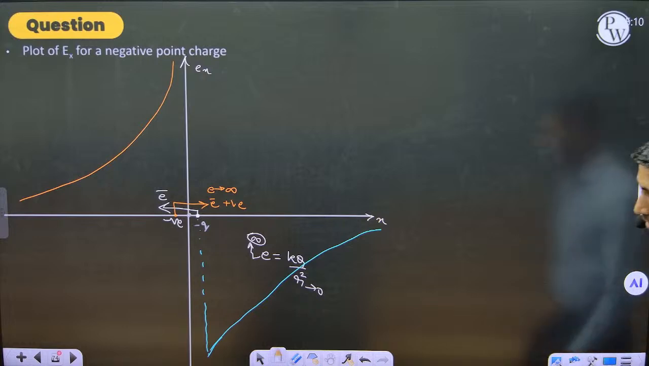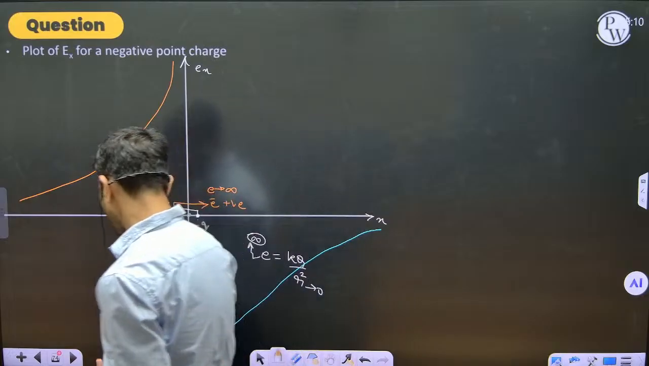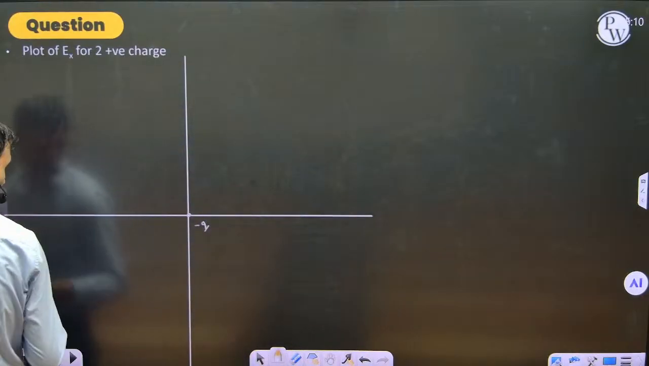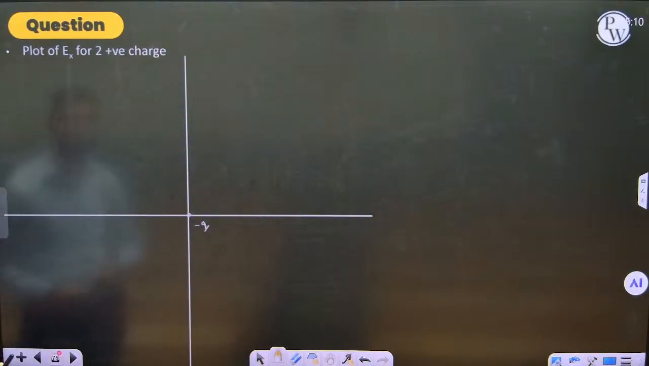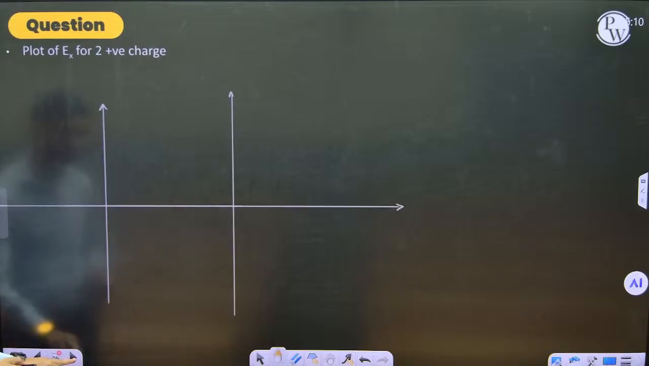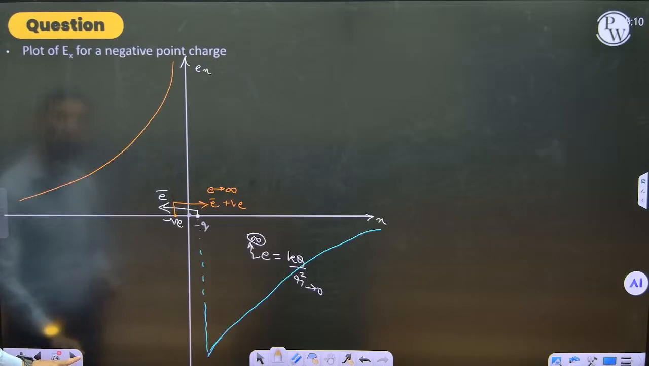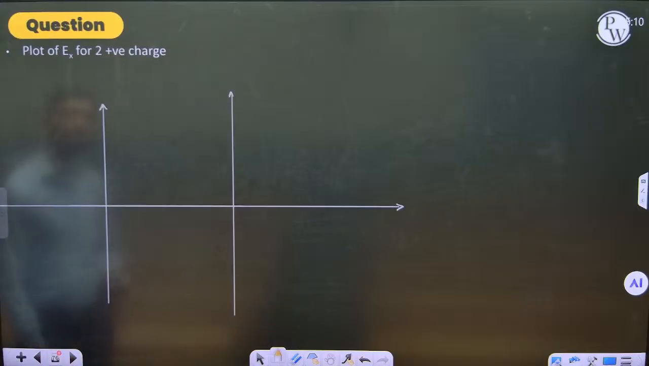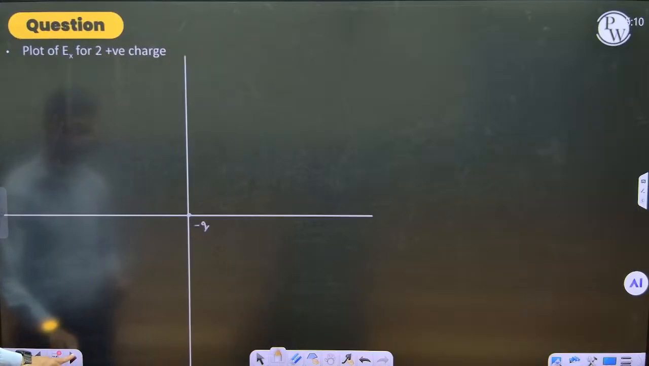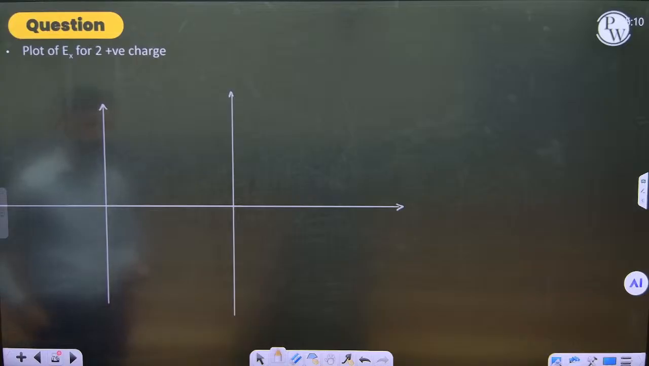Let's go ahead. Due to negative charge, we have already seen negative charge, right? Two positive charges. Let's do this one.